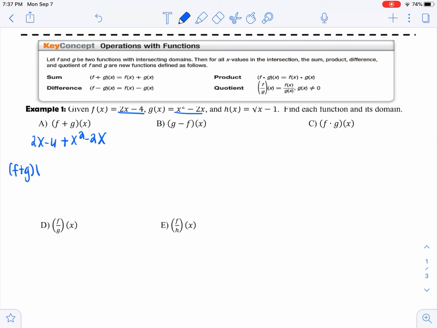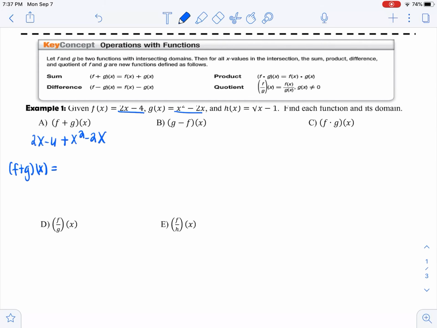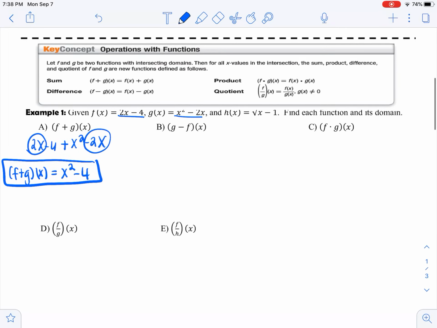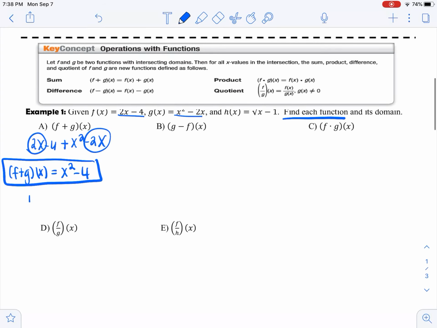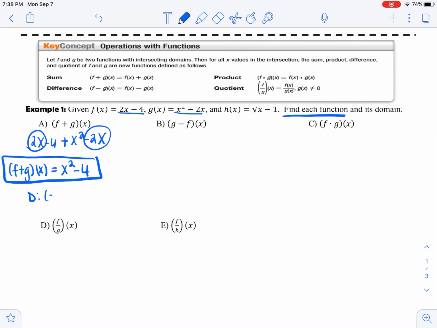So I have f plus g of x is equal to, combining like terms, writing in standard form, x squared comes first. I have a negative 2x and a positive 2x, which cancel, and then minus 4. Okay, make sure you still have a function name here, like I have f plus g of x. It says find each function. If you just put x squared minus 4, that's an expression. Domain, are there any restrictions? There's no square roots, there's no denominators, there's no restrictions.